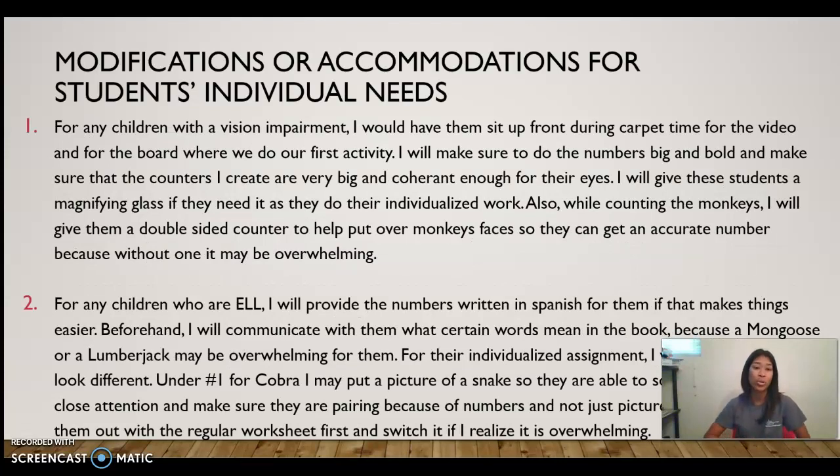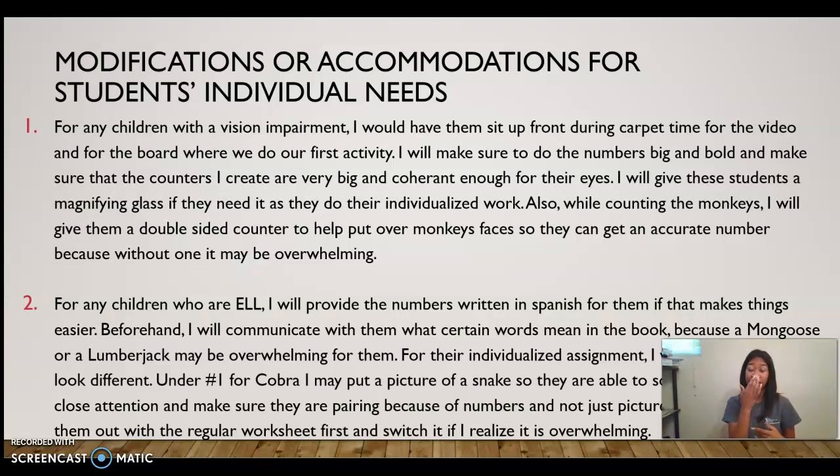Modifications or accommodations I would use: for anyone with a vision impairment, I would have them sit in the front of the carpet for carpet time when they watch the video. I'll make sure that the numbers are big and bold whenever we do our big chart, and make sure that the counters I create are very big and clear so they can see. I'll give the students a magnifying glass if they need it when they do their individualized work, if they're trying to compare to the work we did on the carpet.